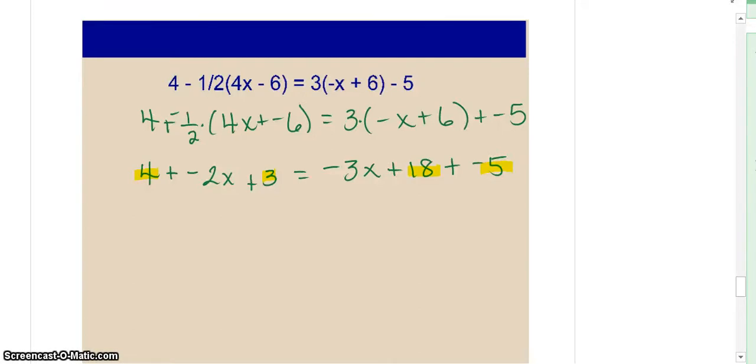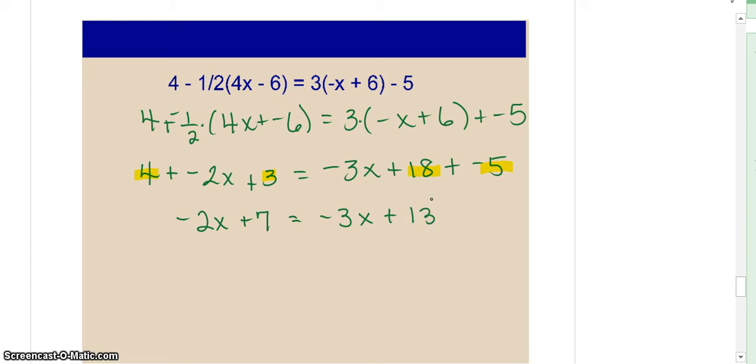Let's finish this equation we started in part 1. So after we change our subtraction to addition, and then we complete our distributive property, we end up with 4 plus negative 2x plus 3 equals negative 3x plus 18 plus negative 5. We need to add our like terms on both sides, which I've highlighted. And when we do that, negative 2x plus 7 equals negative 3x plus 13.